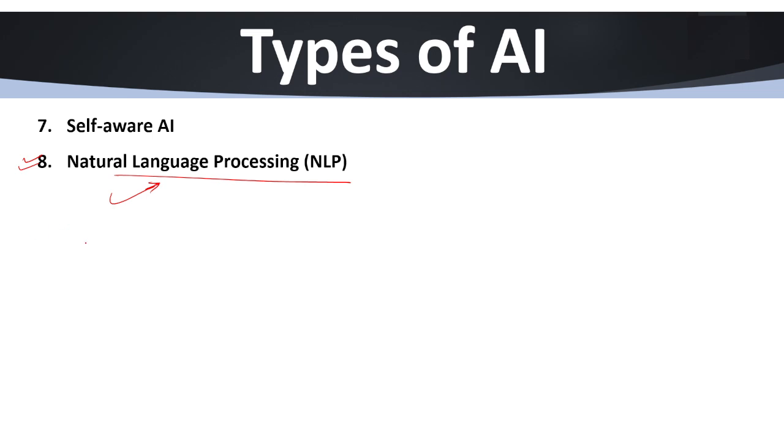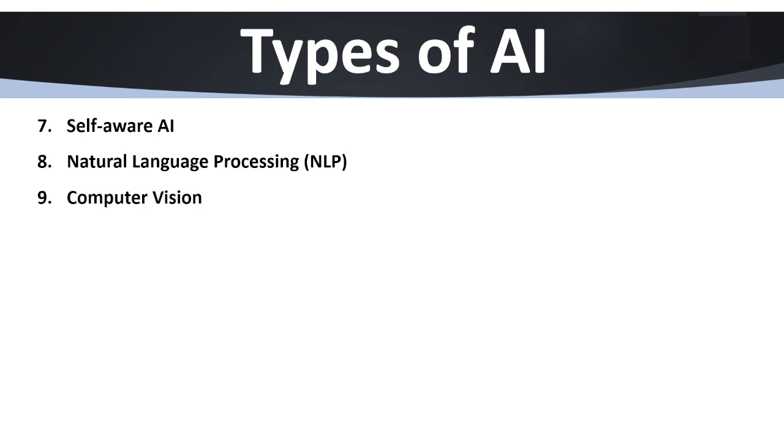For example, GPT models like ChatGPT and similar models that can generate text and engage in conversation. Another example can be Google Translator that can translate text between different languages using AI. So all these are the examples of natural language processing.